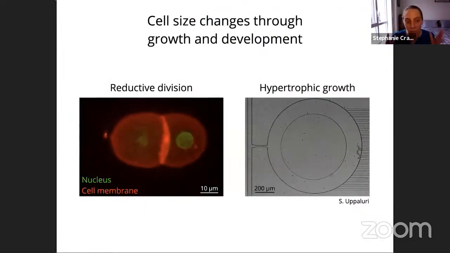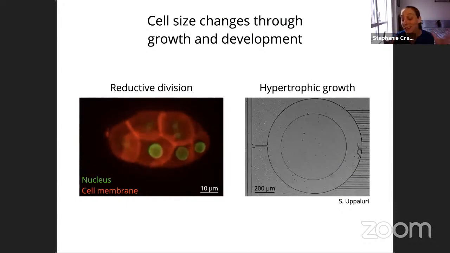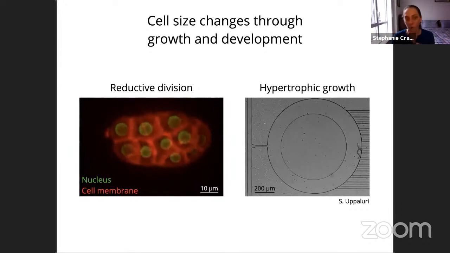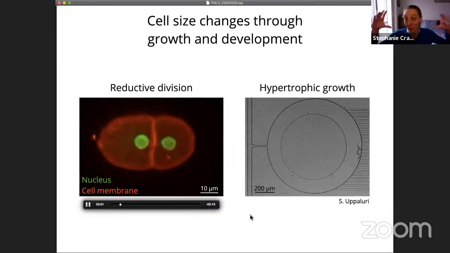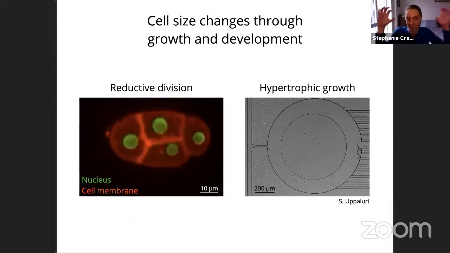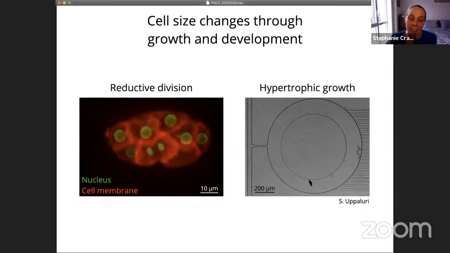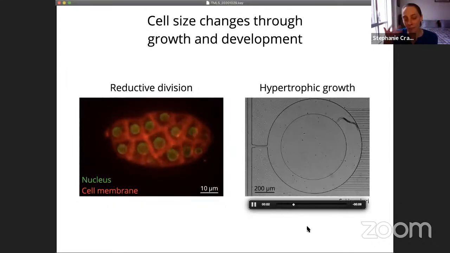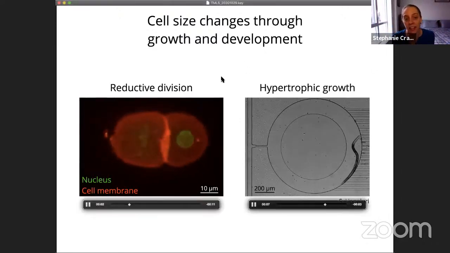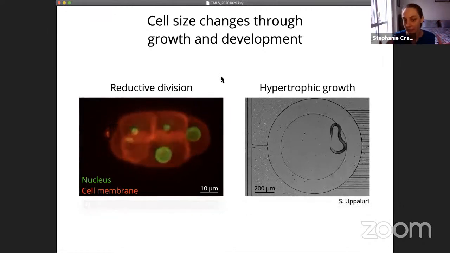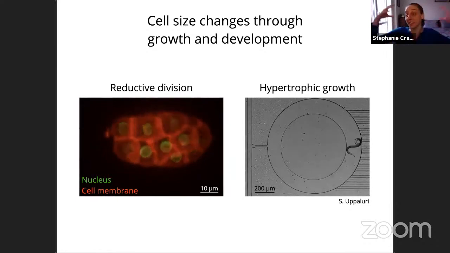My model system is C. elegans, and what I find fascinating is that the cell size changes dramatically throughout its development. In early embryos, the cell goes from a really large volume and then gets smaller and smaller as it reductively divides within a fixed volume of the eggshell. And then once the worm hatches, it grows hypertrophically. Hypertrophic means that the number of cells stays relatively constant, but each individual cell increases in volume.